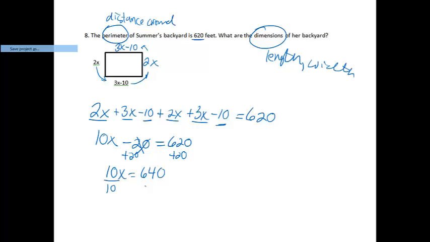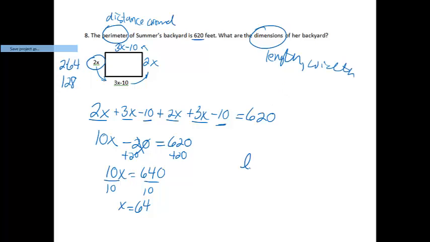And then just like always, we'll divide by 10. So we'll get x is equal to 64. So we found x is equal to 64, but we did not find the length and the width yet. So we know that x equals 64. So if you'll notice right here, the width is 2 times x. So our width is going to be 2 times 64, which is going to be 128.